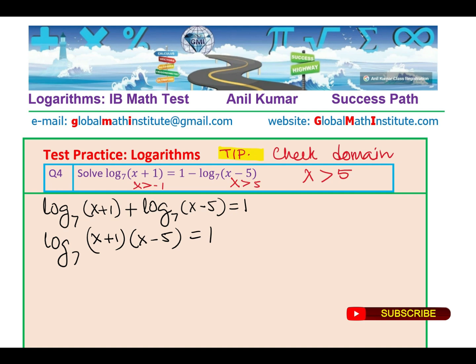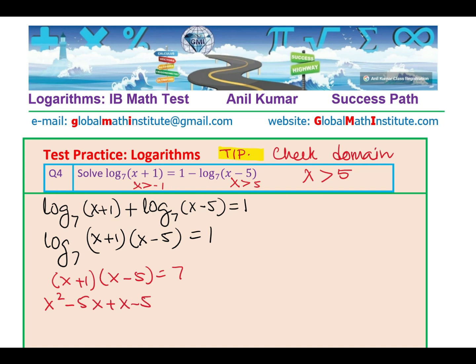Now, coming back to our question, we have x plus 1 times x minus 5 equals to 1, written in exponential form. We get what? Exactly what I said, right? Equals to 7 to the power of 1, which is 7. Now, this is a quadratic equation. Expand, simplify. We get x squared minus 5x plus x minus 5 equals to 7. Bring them together. We get x squared minus 4x minus 12 equals to 0, right?